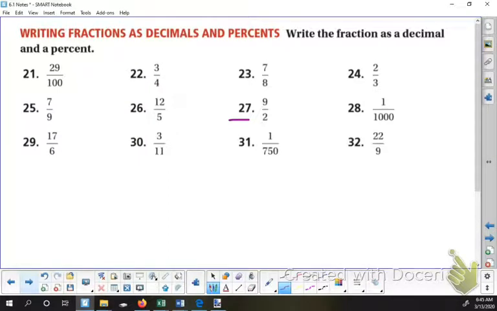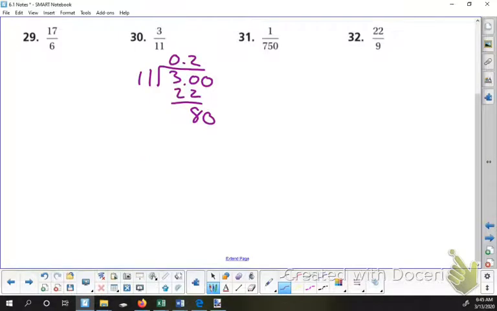Otherwise, what you're going to be doing is dividing this, and you're looking for a repeating pattern. So, here we've got 3 divided by 11. 11 does not go into 3. It does go into 30 twice. That gives you a 22. Subtract, you get an 8. Add a 0. 11 goes into 80 7 times. That's 77. Subtract, you get a 3. Add a 0. And that goes into it twice.